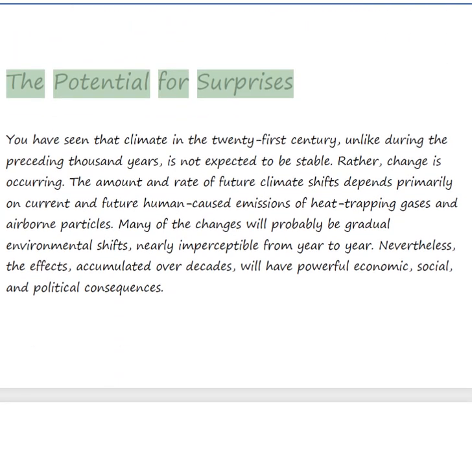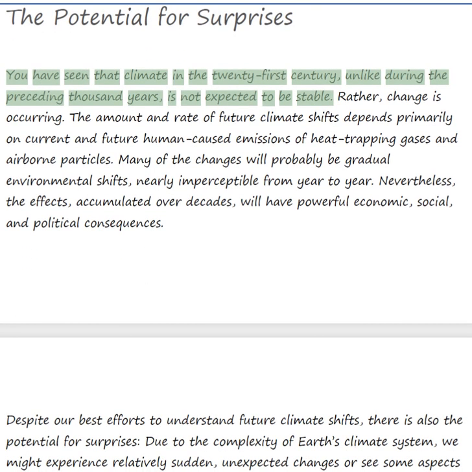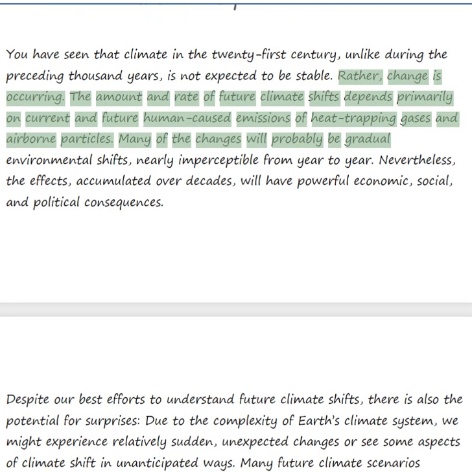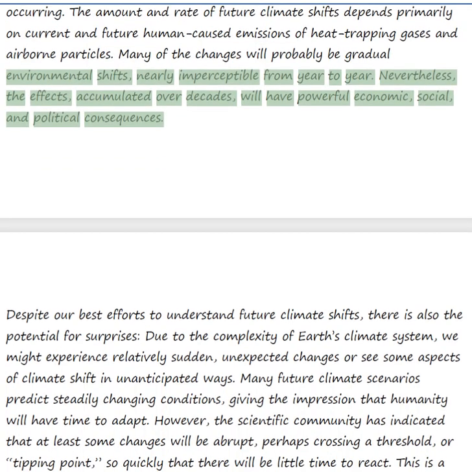The potential for surprises. You have seen that climate in the 21st century, unlike during the preceding 1,000 years, is not expected to be stable. Rather, change is occurring. The amount and rate of future climate shifts depends primarily on current and future human-caused emissions of heat-trapping gases and airborne particles. Many of the changes will probably be gradual, environmental shifts nearly imperceptible from year to year. Nevertheless, the effects, accumulated over decades, will have powerful economic, social, and political consequences.